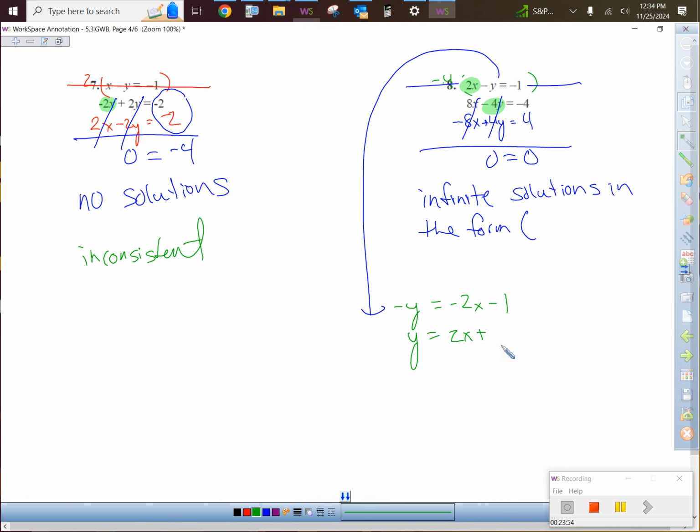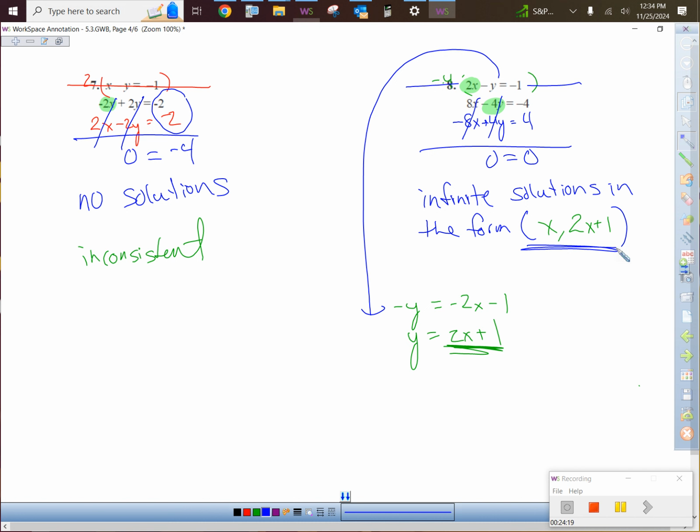So this is infinite solutions in the form of x, y. You let x be x, and guess what y equals? What does y equal? 2x plus 1. That is weird. I can see that some of you get this, and some of you are still a little confused. That is normal. If you are confused on getting this, I will help you.